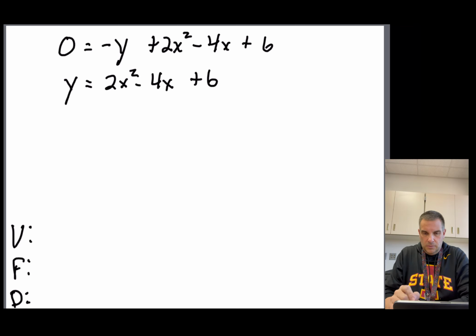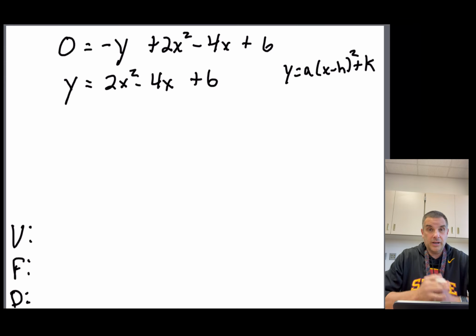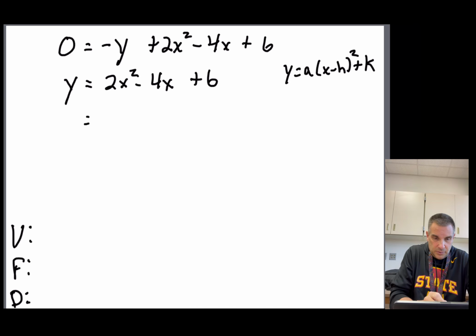All right, so we want it in the form y equals a times x minus h squared plus k. So we know we got to complete the square. What did we do when we completed the square when we had something other than 1 out there? Well, we took out a GCF. So I'm going to take a 2 out of there. And that's going to leave me with x squared minus 2x.